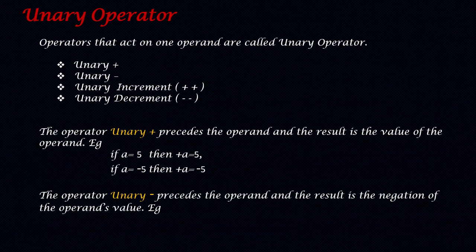But in case of unary minus, what happens? It is used as a negation. It changes the sign of the value that is stored in the variable. Let us see the example. Suppose we are having the value 5. So if we use the unary minus on a, the value sign is changed from positive to negative. In the same manner, if a negative value is stored and we use the unary minus, the negative value changes into positive.